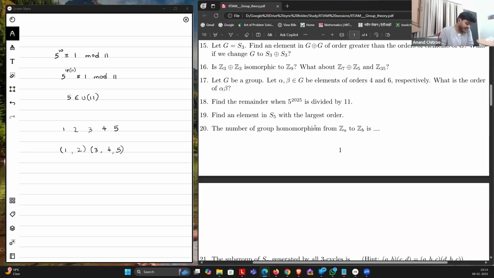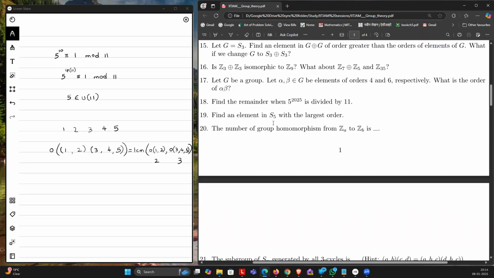Now use the fact that these two commute. What do we know? Disjoint cycles commute, right? Yes, sir. Therefore, (1 2) and (3 4 5) commute, and therefore the order of this is the LCM of the orders of (1 2) and (3 4 5). This is 2, this is 3. That's how you get 6.